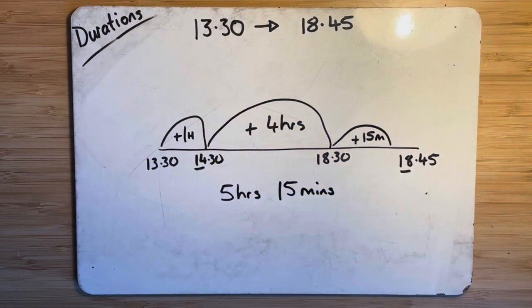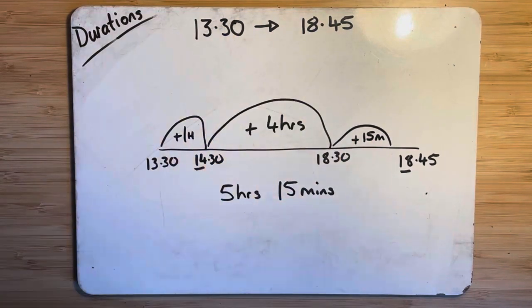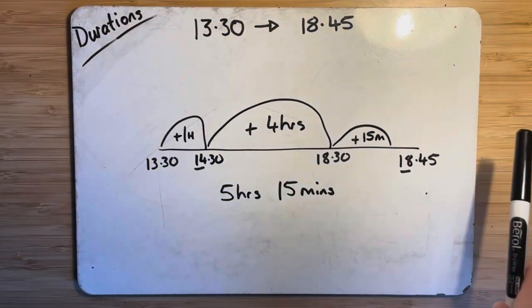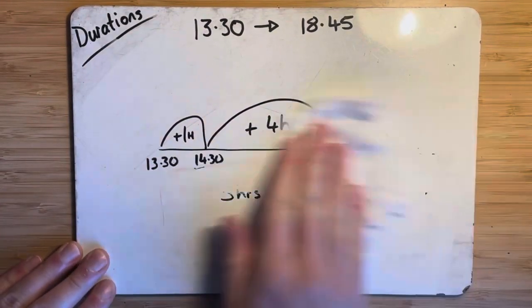Now the reason that that was easy to do was because if you have a little look, you'll notice that the minutes are higher in the second time than the first time. So we could just add all our hours on and then do the minutes after, but that might not always be the case. You might get some trickier times to work with.